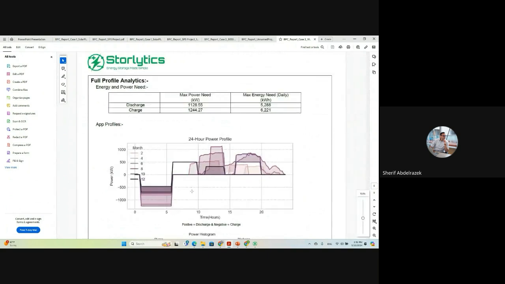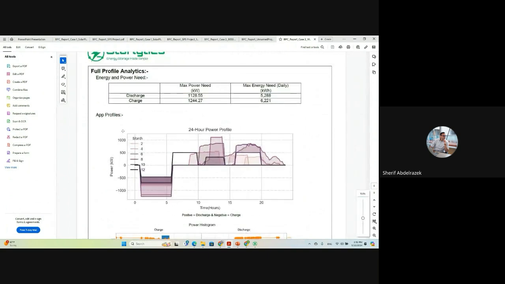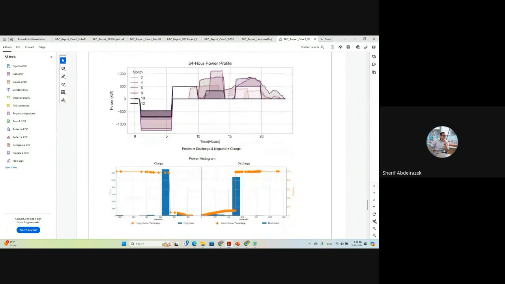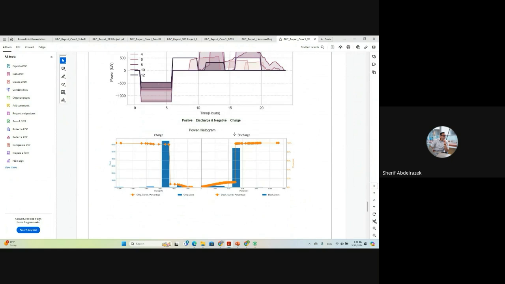Now we have something. This is something to be proud of. You got a battery system. In the beginning of the day, it's charging, for different reasons, either for schedule, for peak load shaving, or for reliability improvement. And then throughout the day, starting from 6 a.m., it's discharging for one or the other. So let's look at the power histogram here.